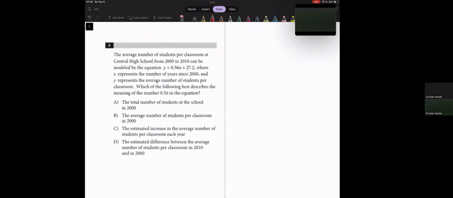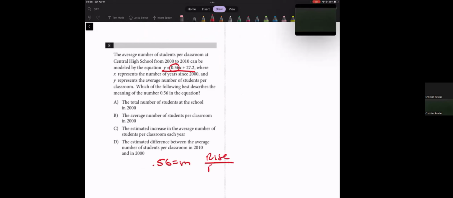Number 8, the average number of students per classroom at Central High School from 2000 to 2010 can be modeled by this equation. This equation is linear, where X represents the number of years since 2000 and Y represents the average number of students per classroom. Which of the following best describes the meaning of the number 0.56 in the equation? Now, 0.56 is the slope, right? 0.56 is the slope, which means the rise over run.